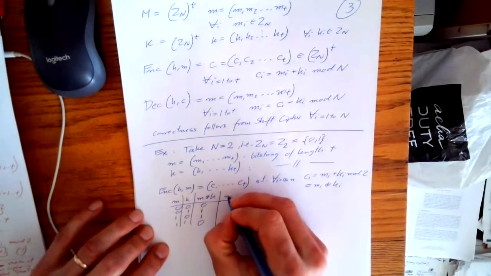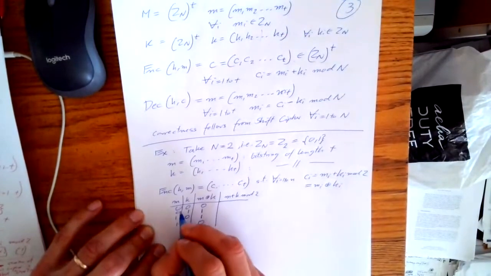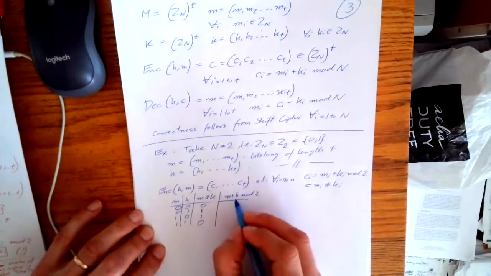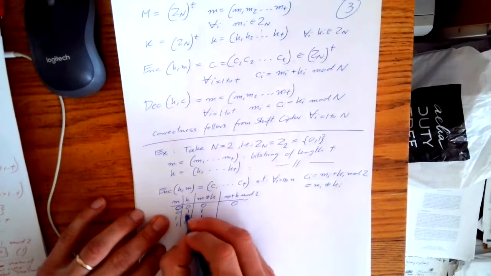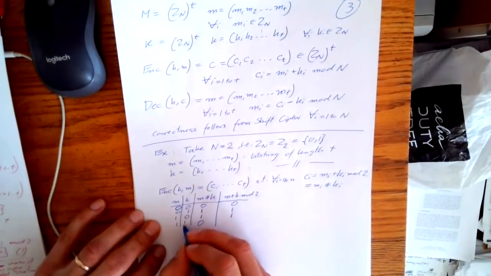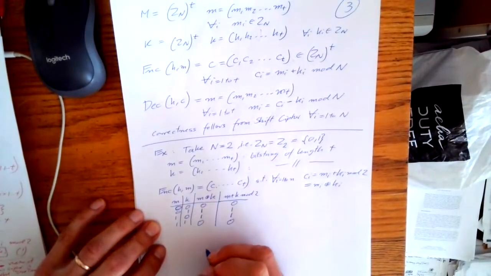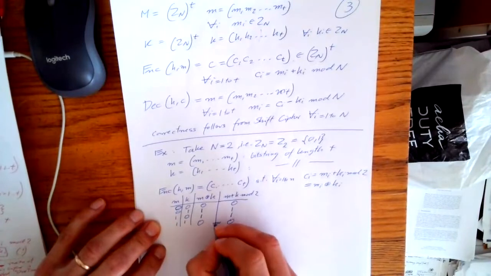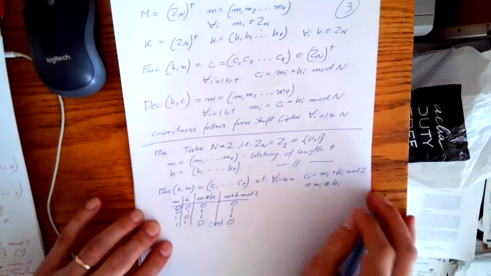And compare it to M plus K mod 2. So now let's treat these not as bits, but as integers and perform addition mod 2. Well, 0 plus 0 is, of course, 0. 0 plus 1 or 1 plus 0 are 1. And 1 plus 1 is 2, mod 2 is a 0. And, well, the obvious conclusion is that these two are equal, right? So it is the same function.